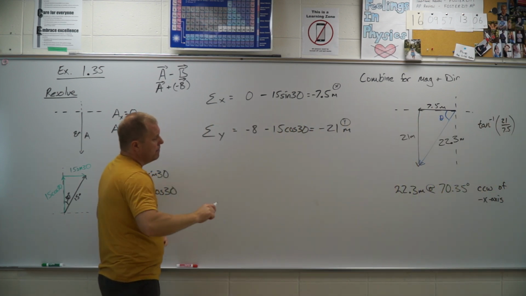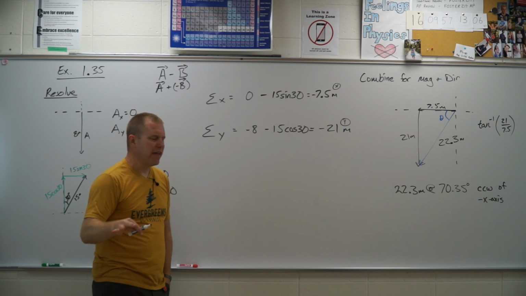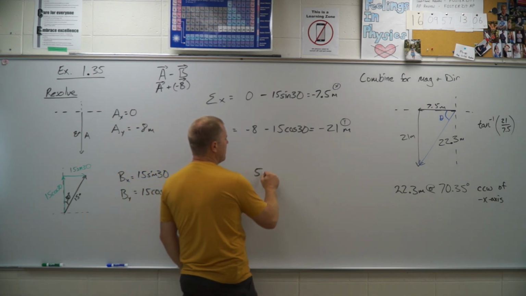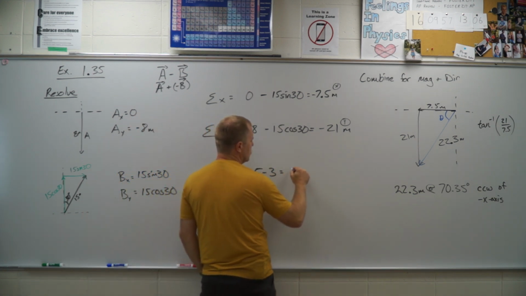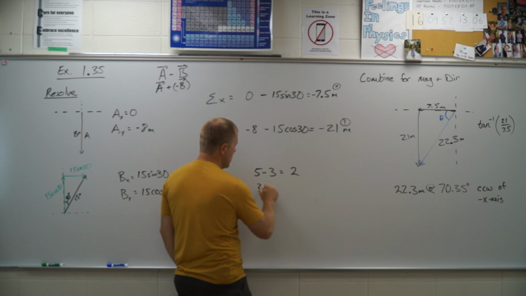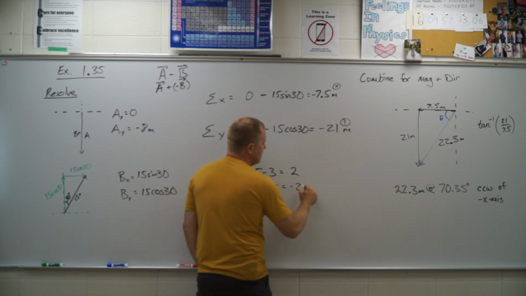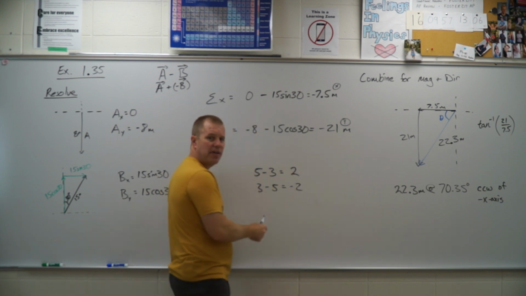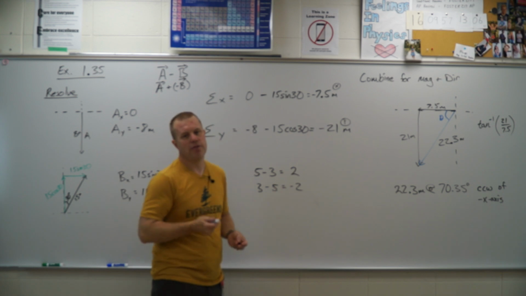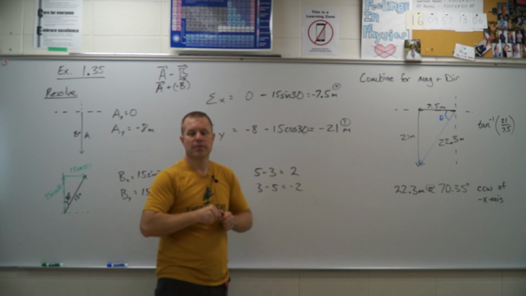Kind of just to build on that point a little bit, think about it. If I did 5 minus 3, I would get 2. But if I did 3 minus 5, I would get negative 2. It's the same size vector, it just has an opposite direction on it when you flip that around. There you go.